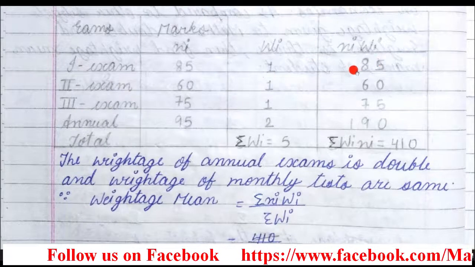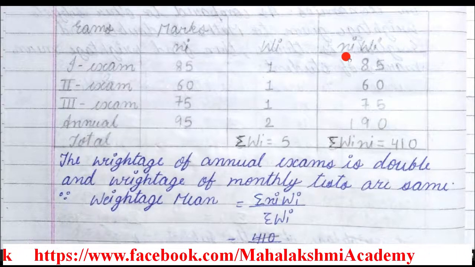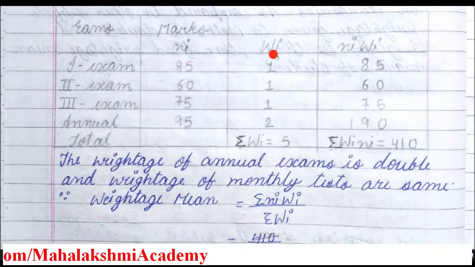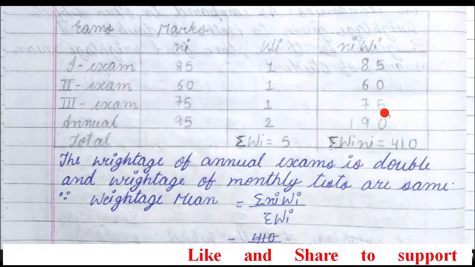Now last column, as we had done in the remaining exercise, here we used to do product of Fi Xi. So here instead of Fi we are working with Wi, that is weightage. So Xi multiplied by Wi will come here. So 85 into 1, 85, then 60 into 1, 60. Like this is multiplied right down in this column.